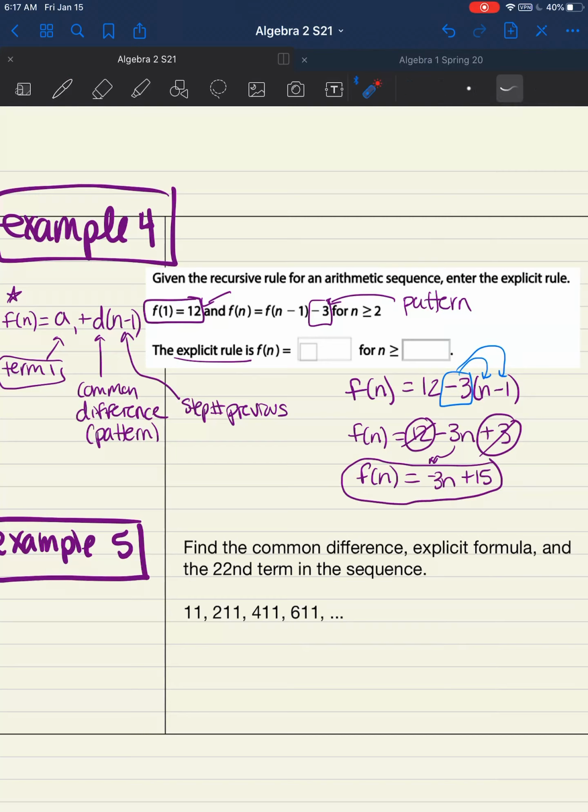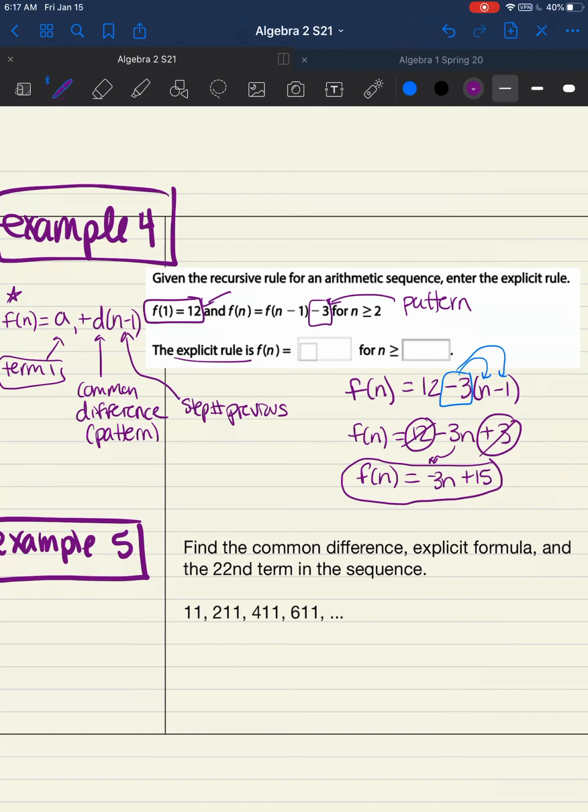Please notice how our common difference still ends up in the slope spot, the coefficient of the variable, that rate of change. But notice that the number given initially doesn't match this, because this wasn't the 0 term or the y-intercept. So we had to do a little bit of cleaning up to get to this.